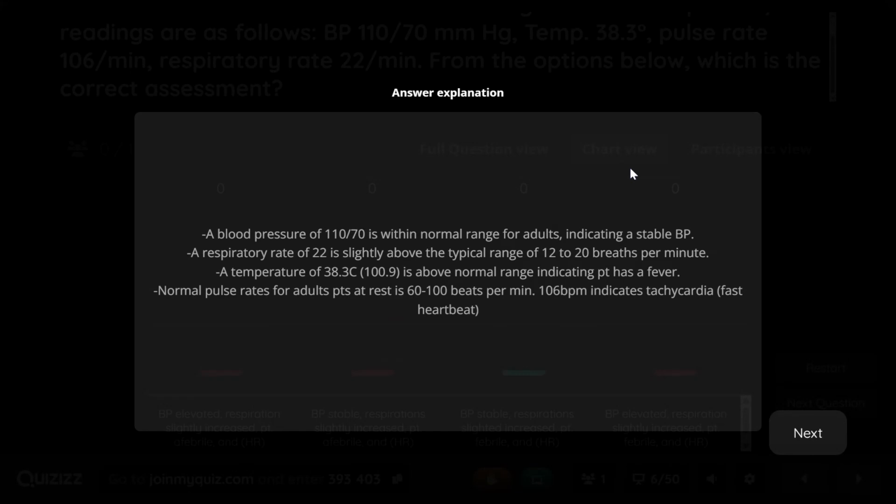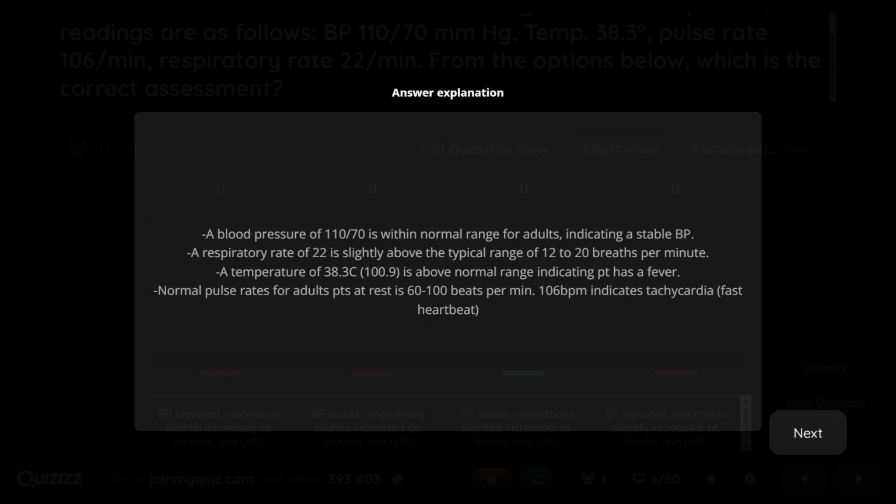The correct answer was actually C. A blood pressure of 110/70 is within normal range for adults. This does indicate a stable blood pressure. A respiratory rate of 22 breaths per minute is slightly above the typical range because remember, normal respirations are between 12 and 20 breaths per minute. And a temperature of 38.3 degrees Celsius is about 100.9 degrees Fahrenheit, and this is considered to be above the normal range. 100.9 degrees Fahrenheit does indicate that our patient has a fever.